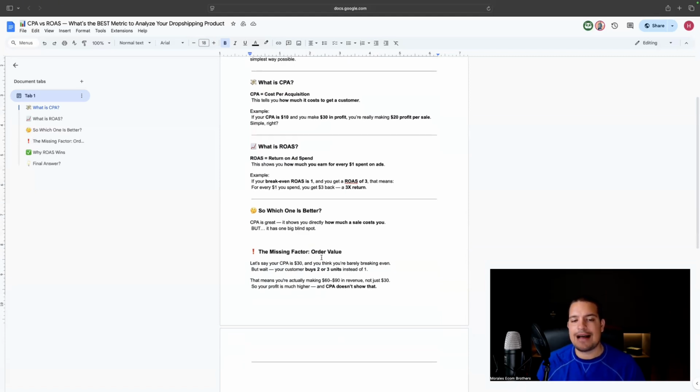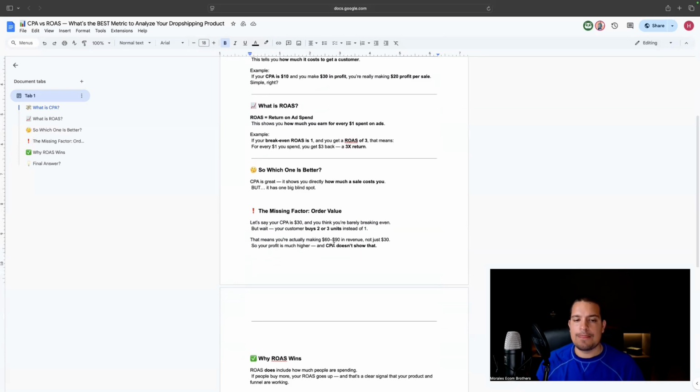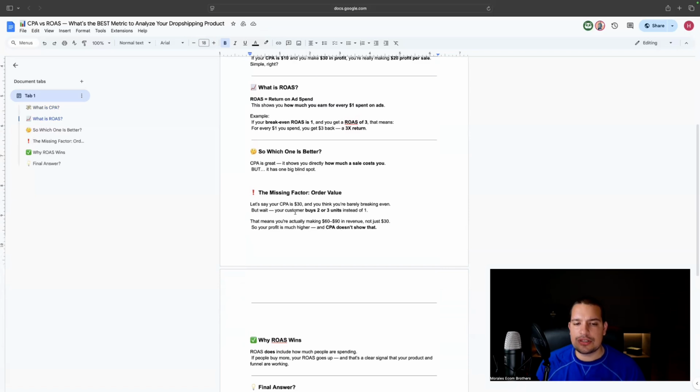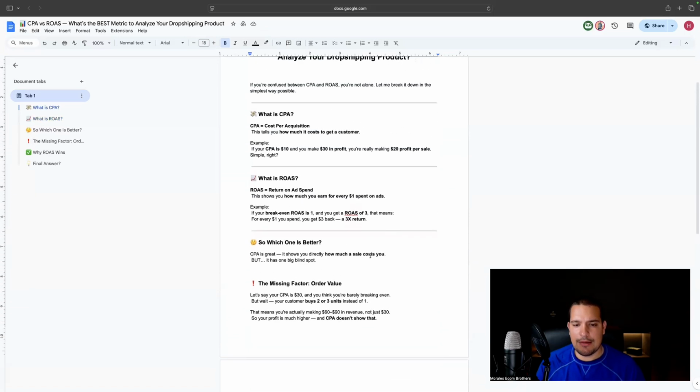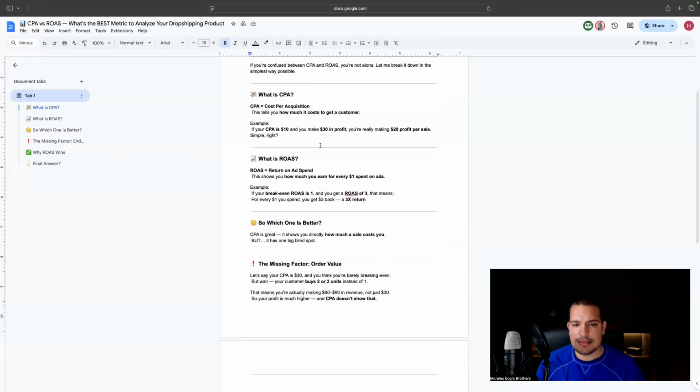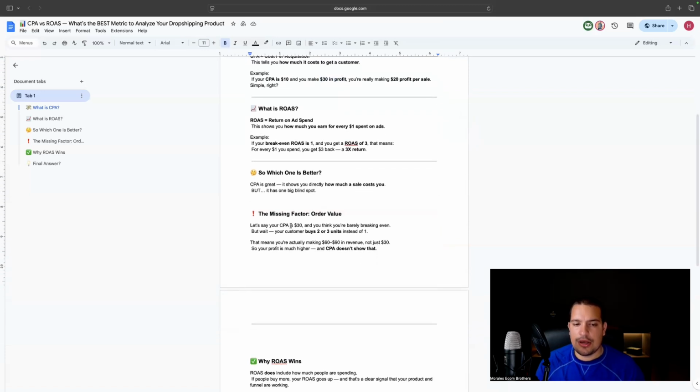The missing factor is order value. The problem with order value is this. Let's say your CPA is $30 and you think you're barely breaking even, because as you can see, I said it was a $30 profit margin. So you get a sale and your CPA is 30. It means you paid $30 to gain that client, but your profit is $30. So you made actually zero money.